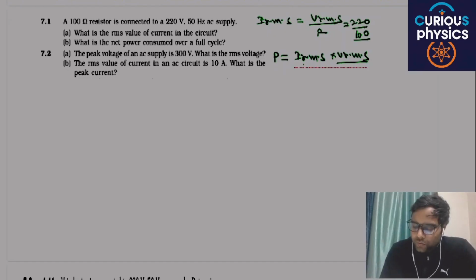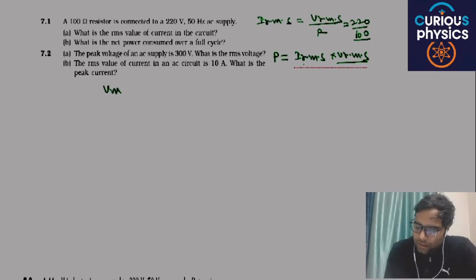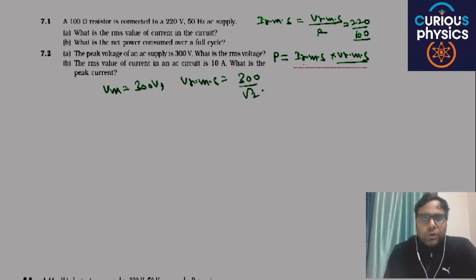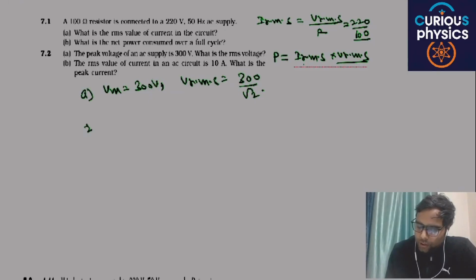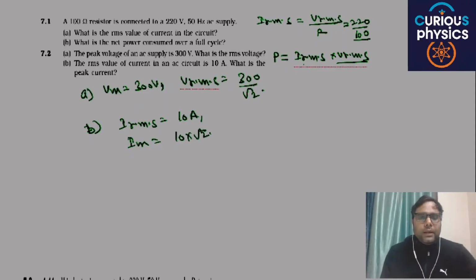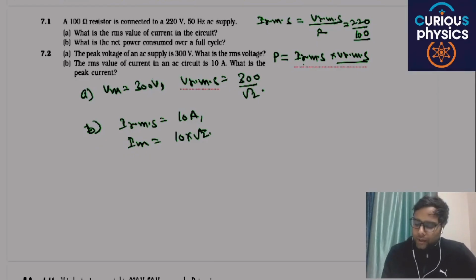Next: the peak voltage of an AC supply is 300 volt. What is the RMS value? If the peak voltage VM is 300 volt, then VRMS is nothing but 300 divided by root 2. You will get your answer. Second, the RMS value of current in an AC circuit: IRMS is 10 ampere. What is the peak value? Then I peak will be nothing but 10 into root 2, or 10 into 1.41. Are you able to understand the basic idea?